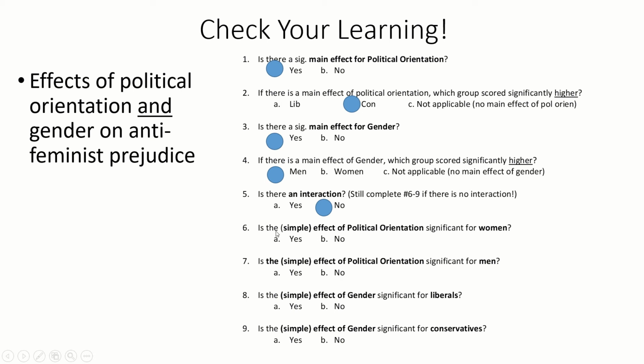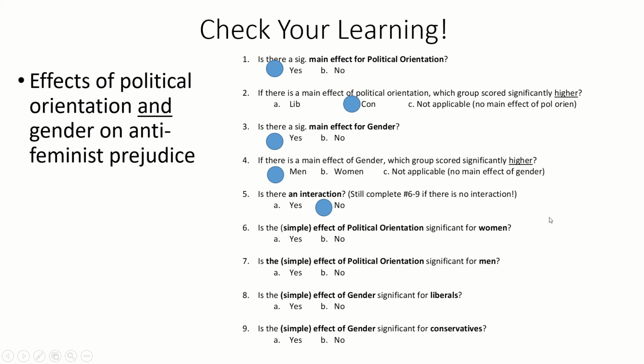So we should not see a divergent pattern of answers here for 6 and 7 or 8 and 9. So 6 and 7 should both be yes or both be no. And then for 8 and 9, the answers should both be yes or both be no. We should not see a yes, no, no, yes pattern for 6 or 7 or 8 or 9. We should not see divergent answers.